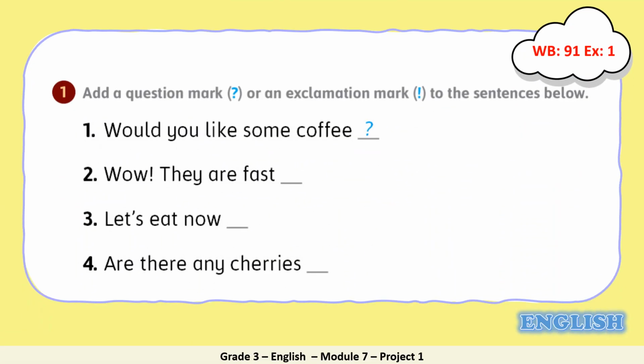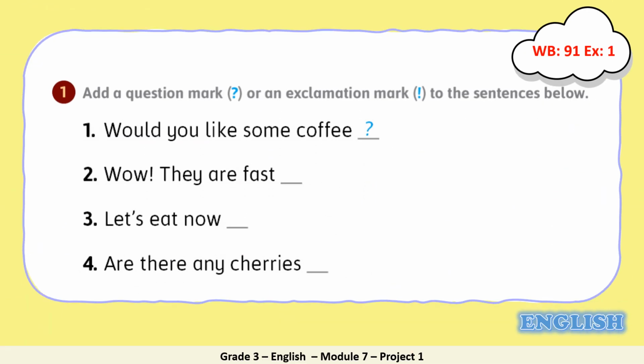Okay, now it's time for you to do the exercise on your own. I want you to open Workbook 91 to Exercise 1 if you haven't, and try to do this exercise. You have to add a question mark or an exclamation mark to the end of each sentence. You have one example that is done already. Number 1, would you like some coffee? It's a question, so we used a question mark. Now, pause the video, try to do the exercise, and come back when you are ready to see the correct answers.